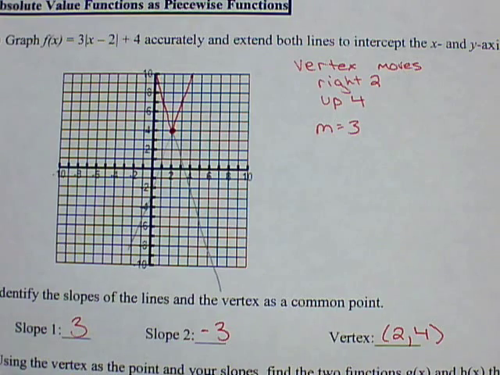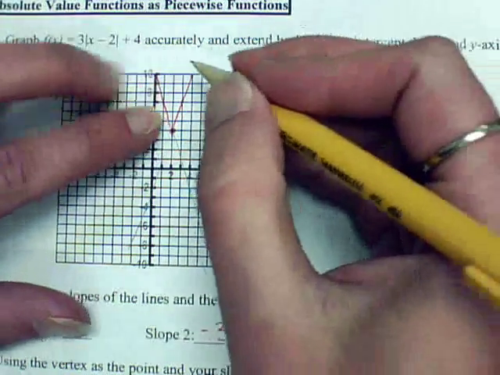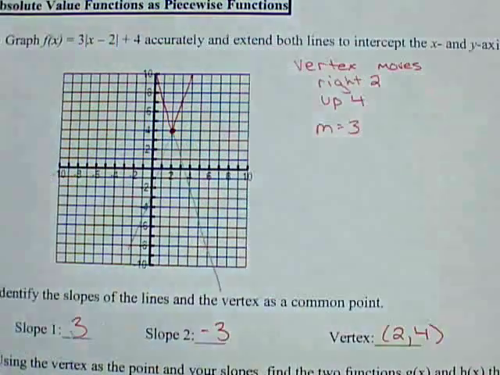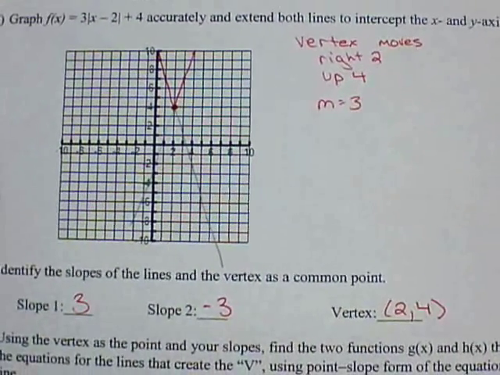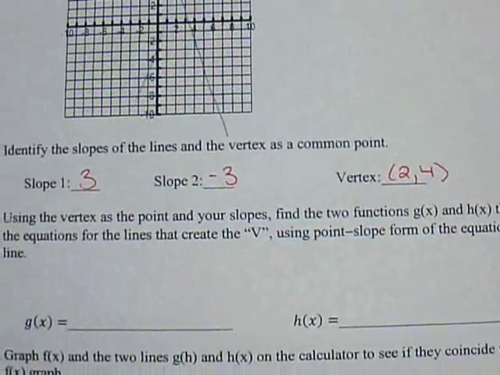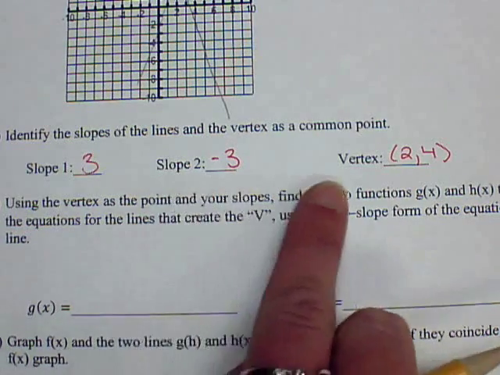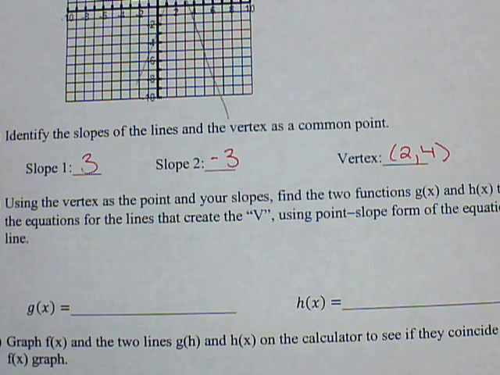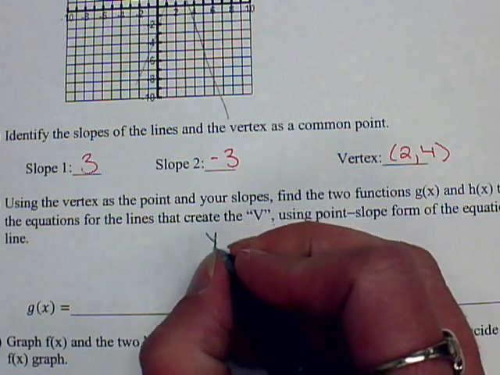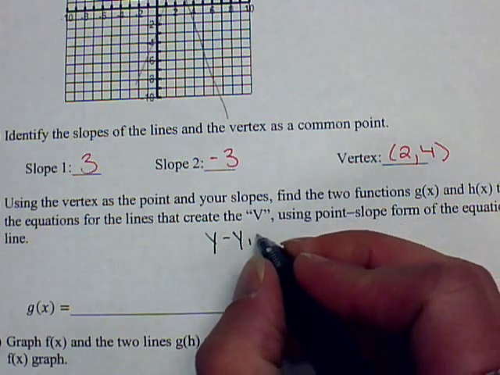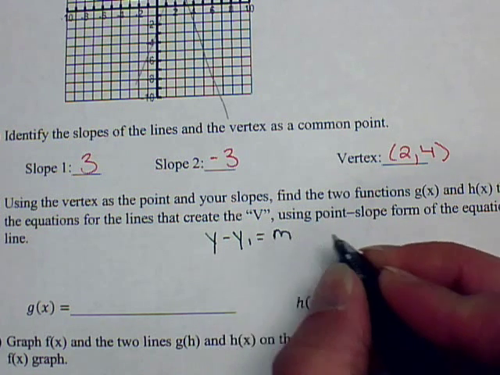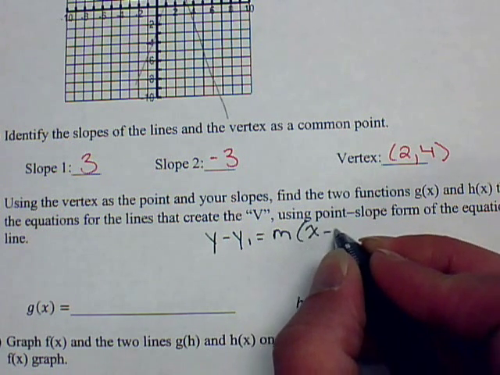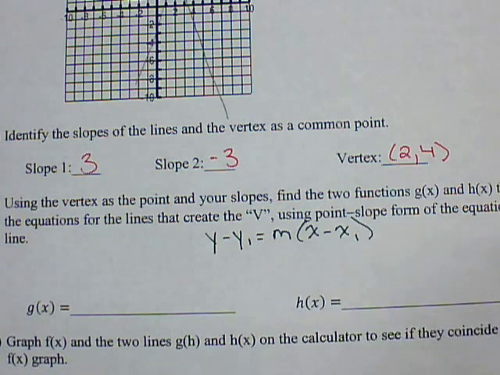So what we're going to try to do is figure out what the linear equations would be for each of these and write this absolute value function as a piecewise function. So, using these slopes and using the vertex as a point on the line, let's use point slope because I love point slope. I hope you do too. Point slope says y minus the y value of my point equals m, the slope, times x minus x1, which is the x value of my point.